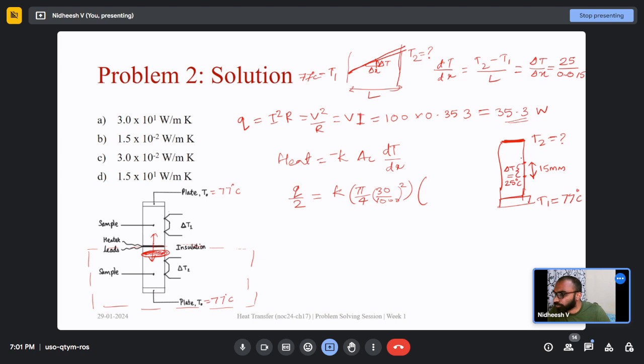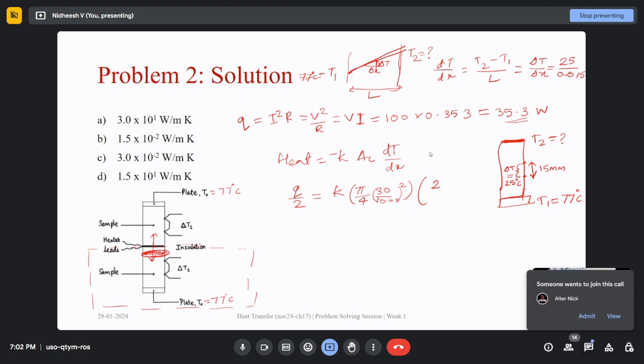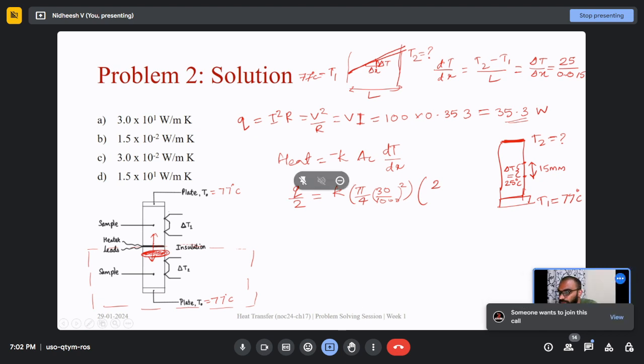Yes, sir. Okay, then dT by dx we can replace it with... Sir, I have one more small doubt. Is the distance between two thermocouples 15 mm, or is one thermocouple distance 15 mm? It is a differential thermocouple, so that thermocouple itself has two leads. Both those leads are measuring temperatures which are 15 mm apart.